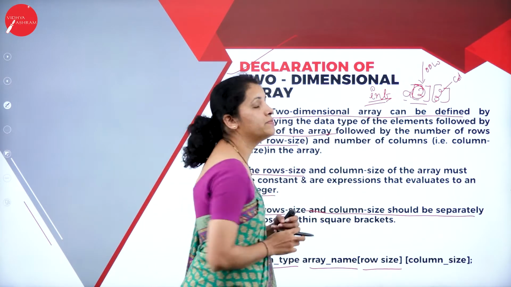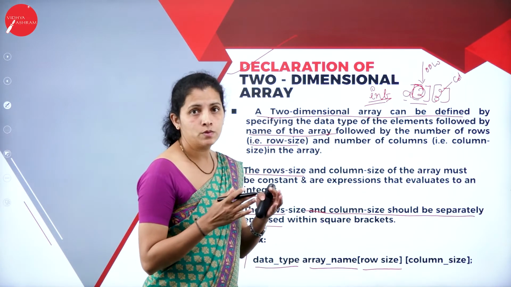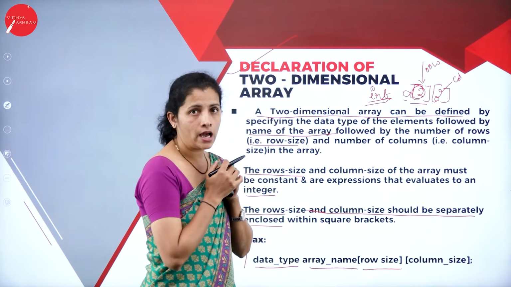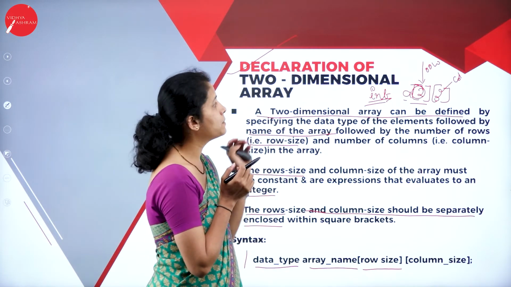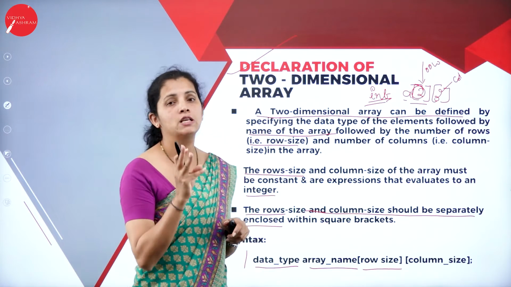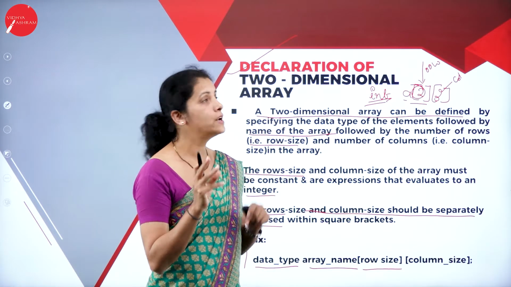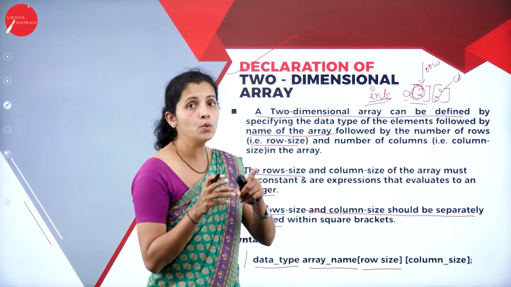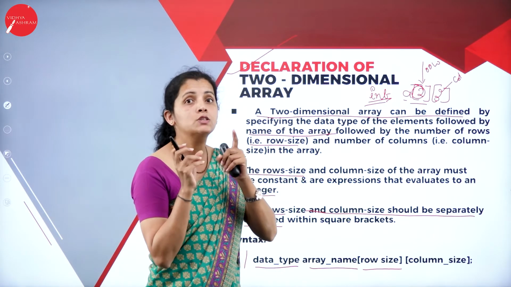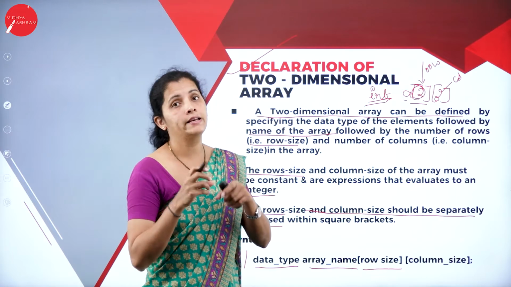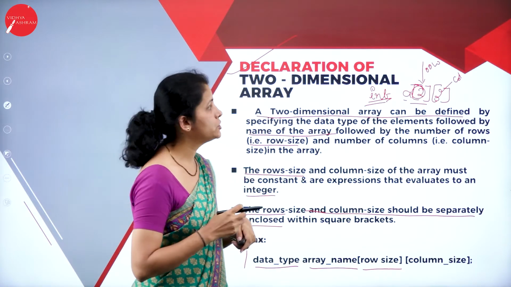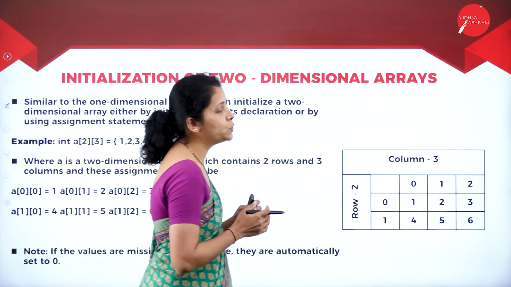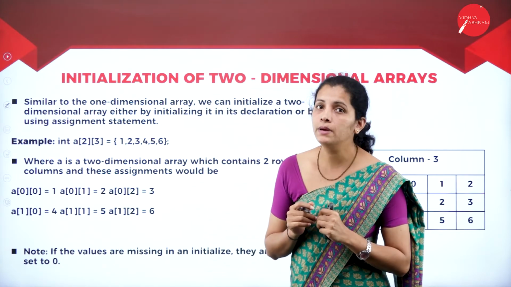And I'm going to specify the array name, so it is a user-defined array name. Along with that, I'm going to specify the row size as well as the column size. And the row size as well as the column size must be an integer value, or a constant value, and it can be an expression. Moving further, I'm going to have a simple example here.